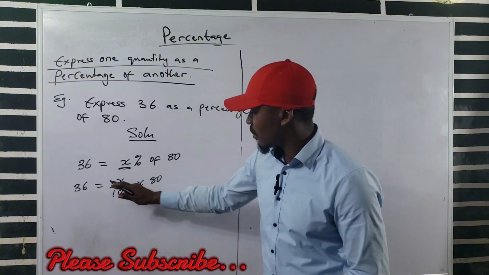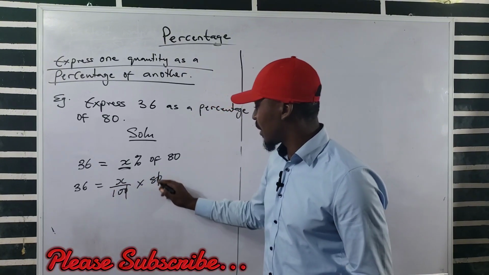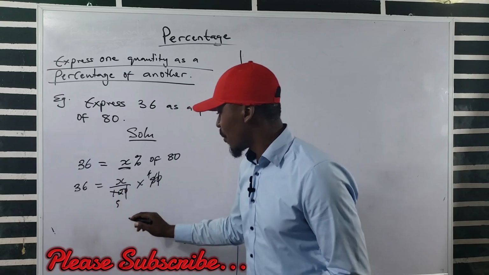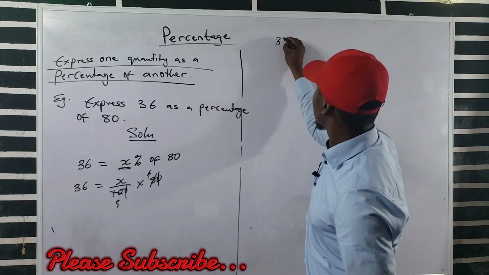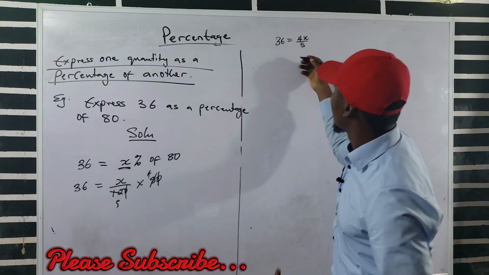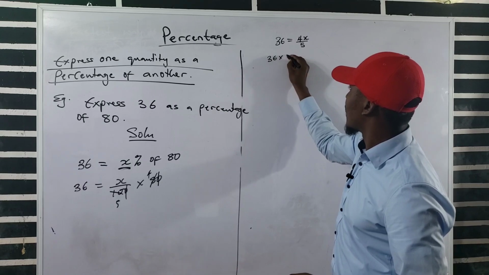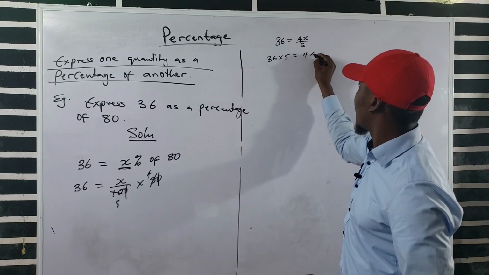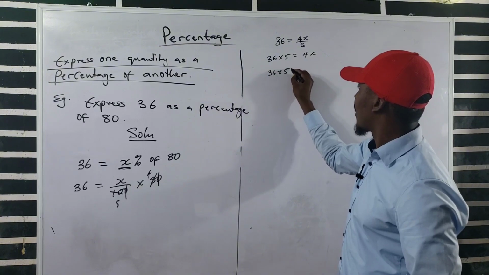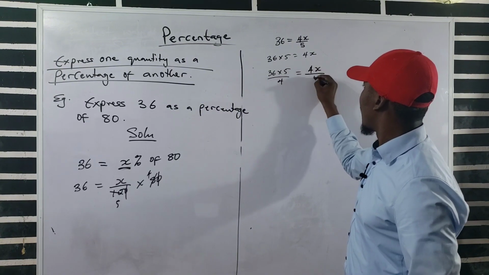So you can solve for X by canceling this out. This here will give you 4. This one here will give you 5. So I will have 36 equals 4x over 5. Okay, so you can cross multiply there. So that will give us 36 times 5 equals 4x. Divide both sides by 4. You have 36 times 5 over 4 equals 4x over 4.